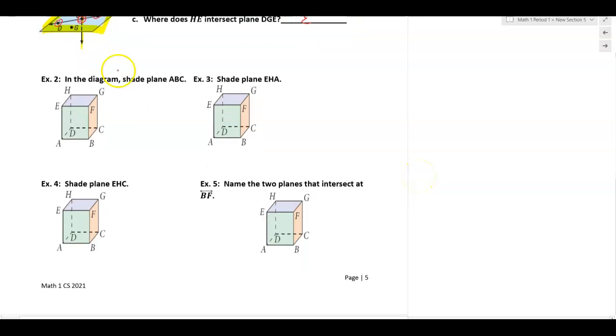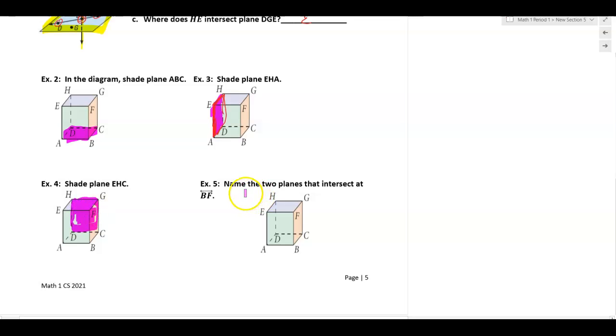So now, in the diagram, shade plane ABC. ABC, if you look, is the bottom of the box. Okay? That is the bottom of the box. If we had to shade plane EHA, EHA is basically the left side of the box. If I trace the letters E to H to A, it would be this here, as you can see. Now, shade plane EHC. EHC is the back side of that box.